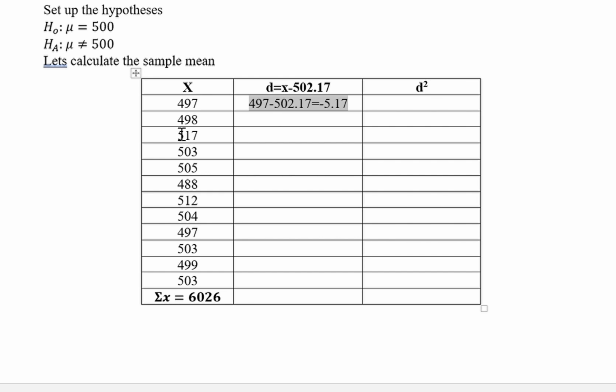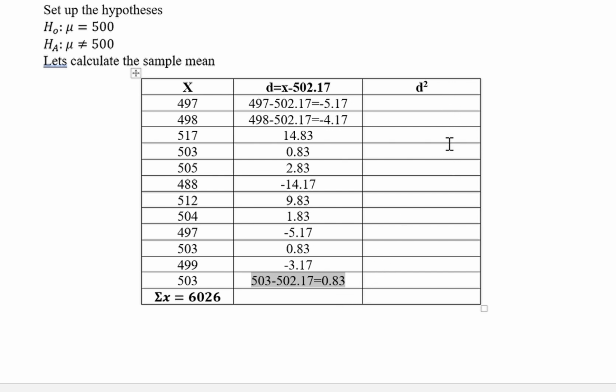The second one will be calculated by taking 498 minus 502.17. If you do that, you get negative 4.17, and that's how you calculate the rest up to the last one, which will be found by taking 503 minus 502.17, and that gives you 0.83.